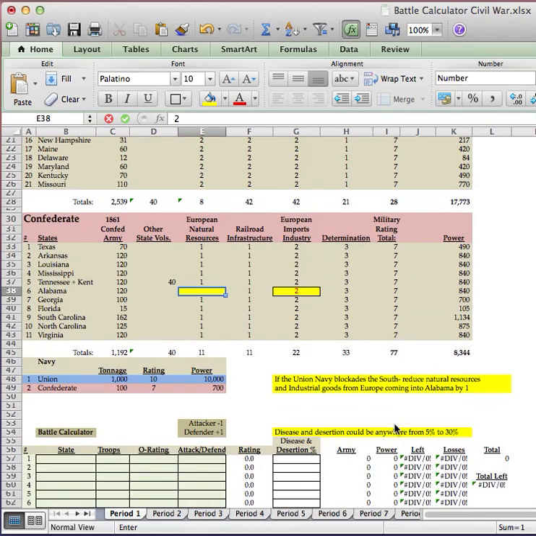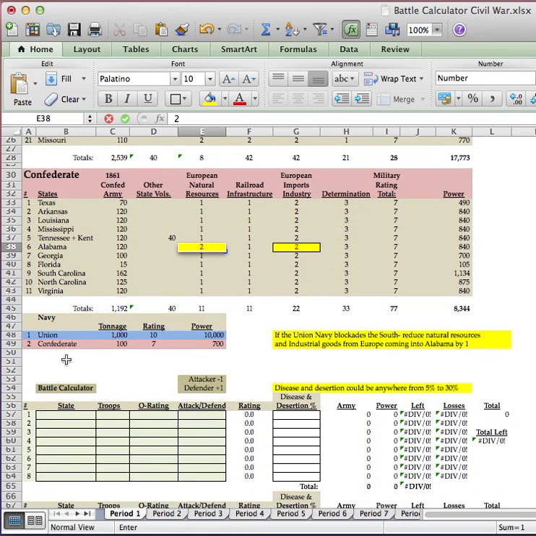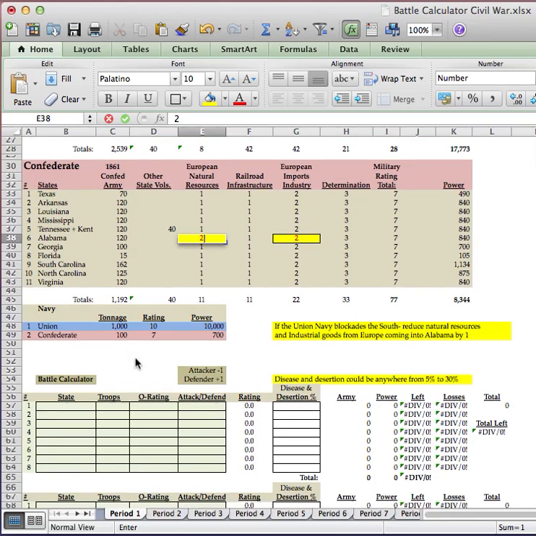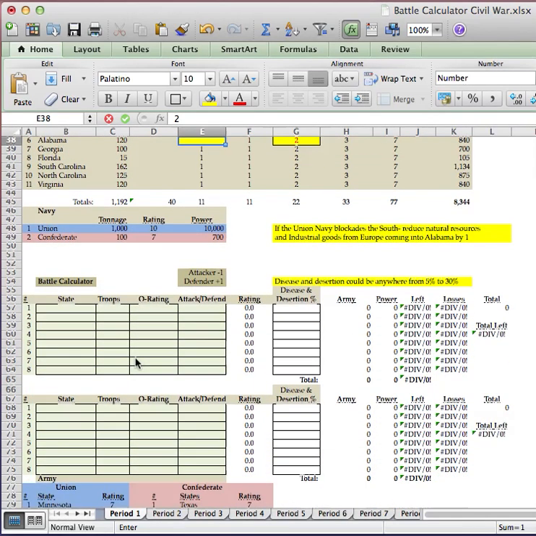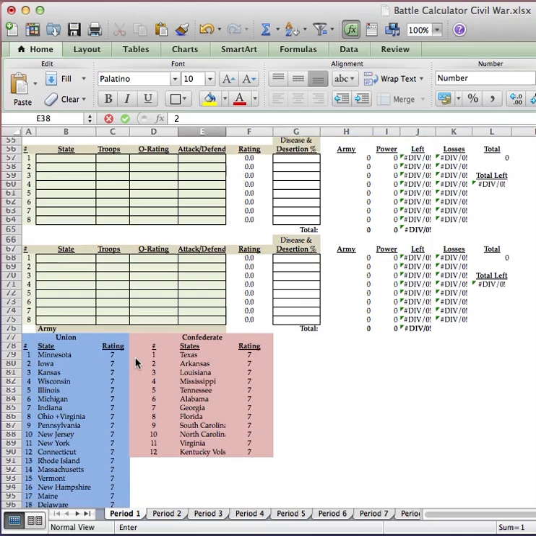Down here to the Navy, we can see the Union has a very large Navy, 1,000 tonnage, compared to the Confederates' 100, and a little higher rating. Of course, most of the Navy was part of the Union and not part of the Confederacy, although they did have a small, fast Navy that was able to smuggle in supplies on a limited basis.